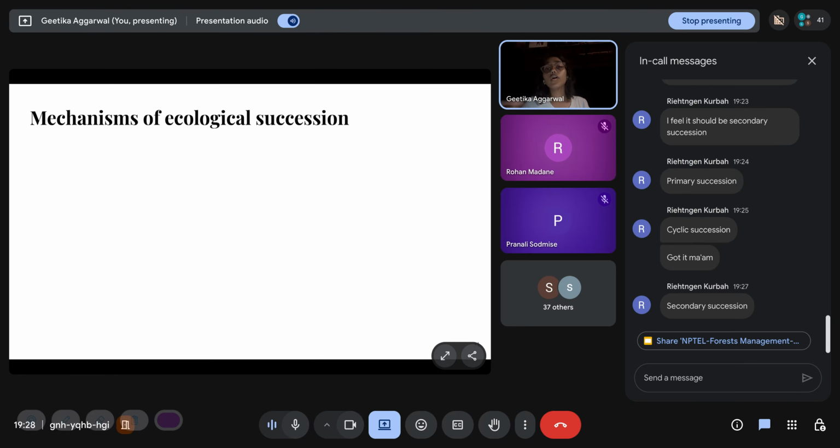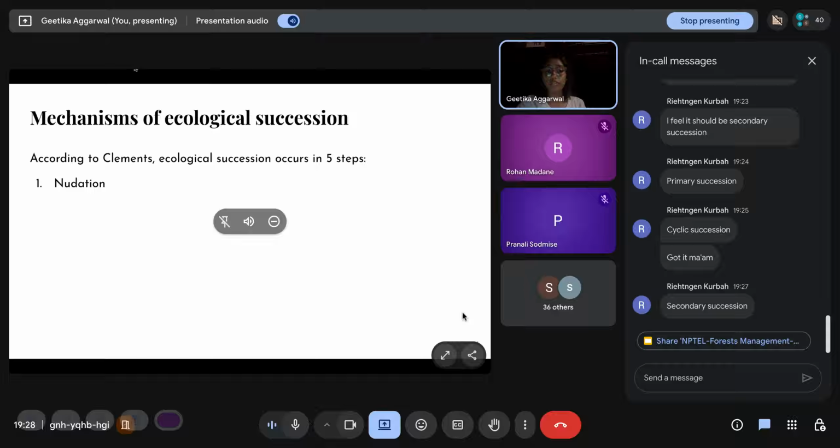Okay, moving on to the different mechanisms behind ecological succession. According to Clements, ecological succession occurs in 5 steps. Number one is nudation. Nudation is the process where the land is made barren. So, in the case of secondary successions, the land was made barren either by logging or by wildfires or by flooding, because all the trees in that area died.